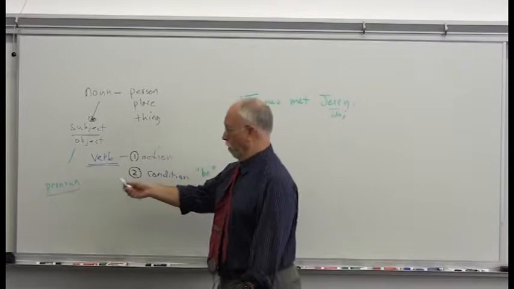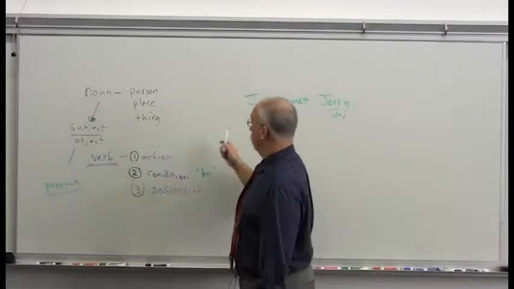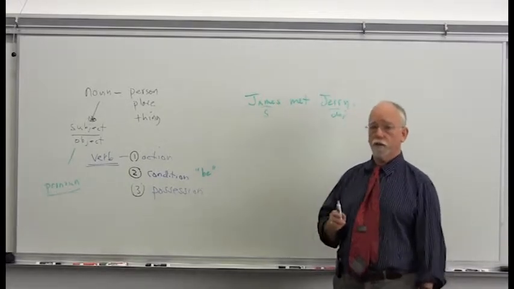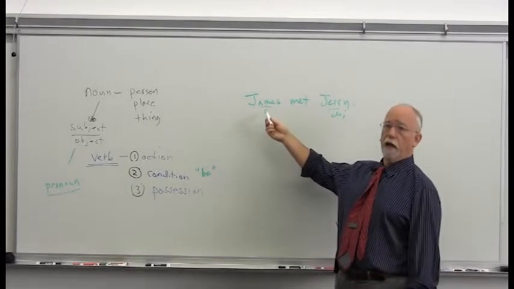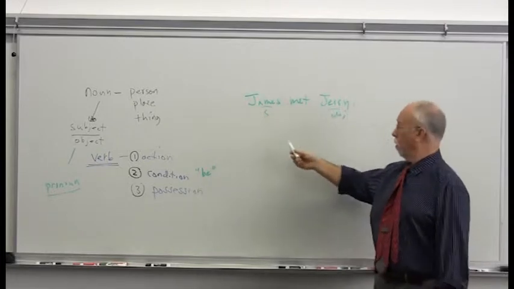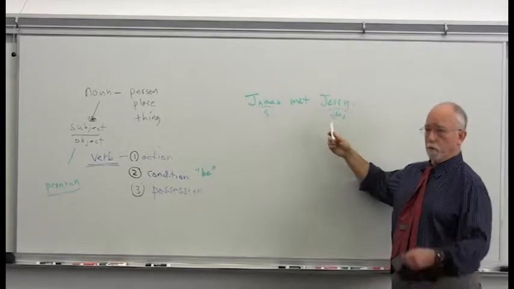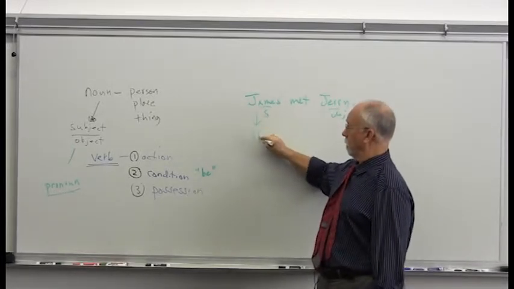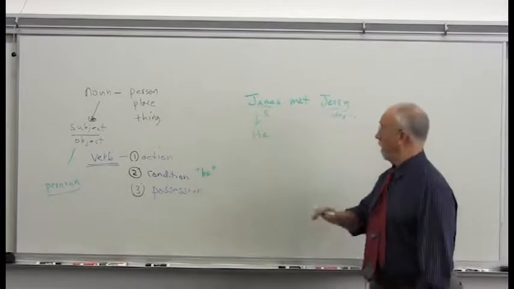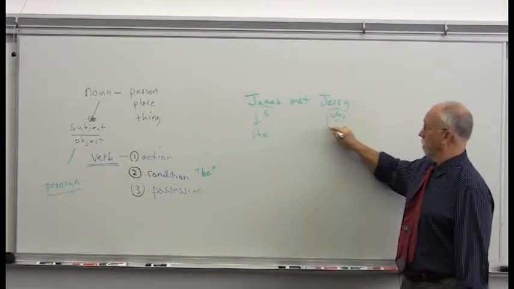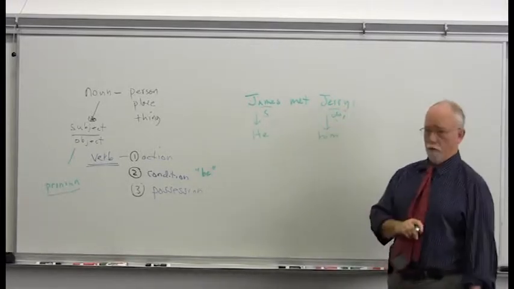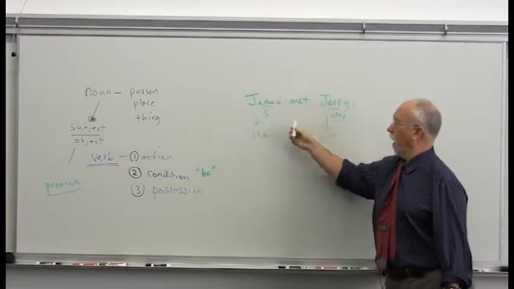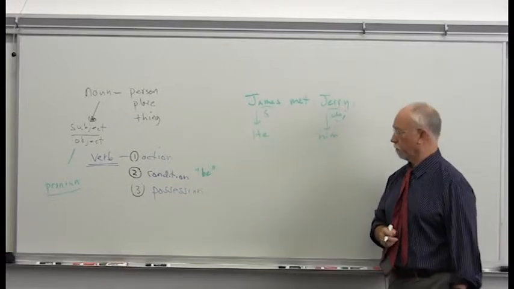So when we use pronouns, we can use them to substitute for those nouns, but in many cases it also makes a difference whether we're substituting a subject pronoun or an object pronoun. So in this case, instead of James, since this is the subject, we could say he. And instead of Jerry, since this is the object, we would say him. So the pronouns may be different depending upon how the noun is used in the sentence.